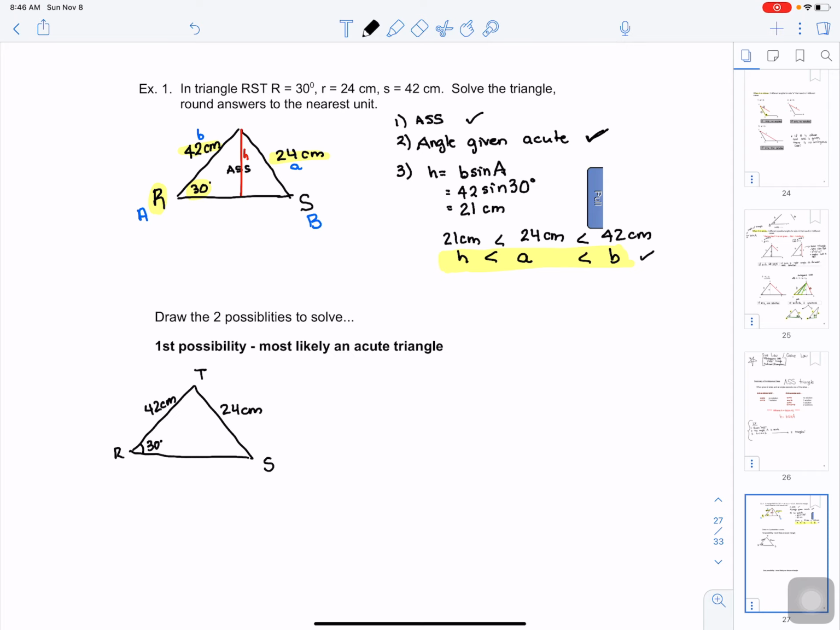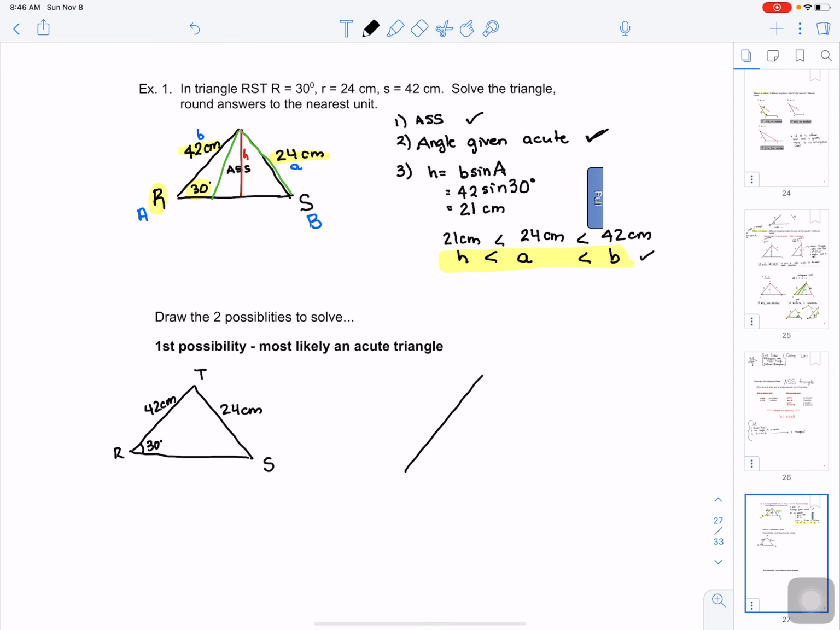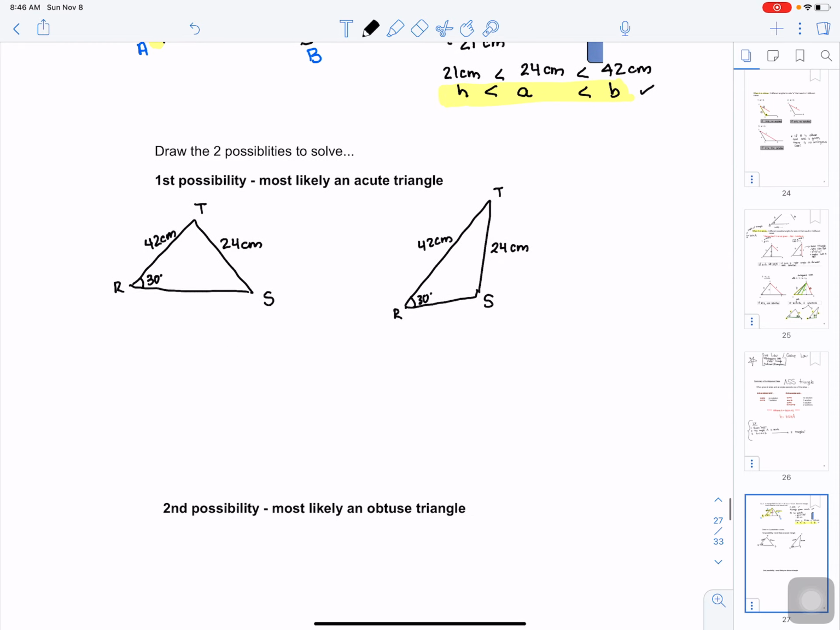My other triangle is taking this piece and swinging it to this side. So I'm going to draw the other triangle out, which will be this triangle in yellow, drawn in. And so this will be my 30 degrees. The letters don't change on my triangle, but the picture changes. This will be the 24 centimeters. This will be the 42 centimeters. So there's my 2 triangles, and I want to solve these 2 triangles.